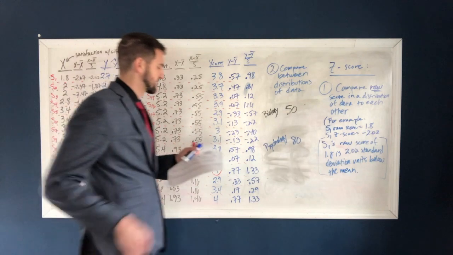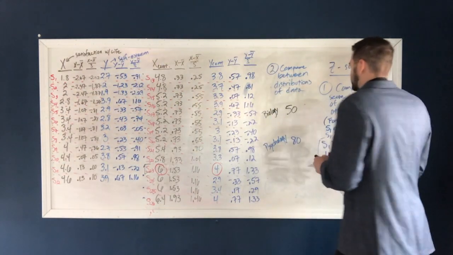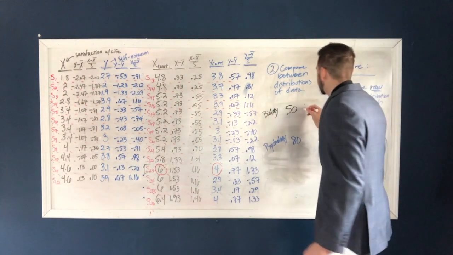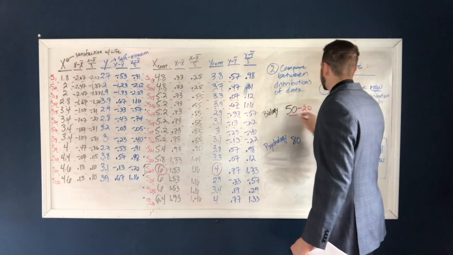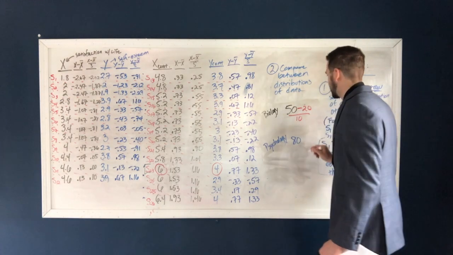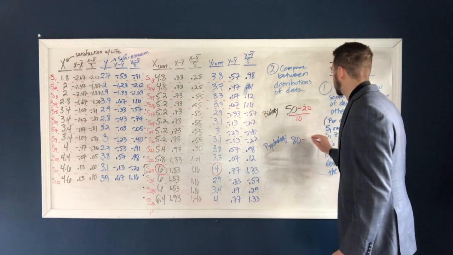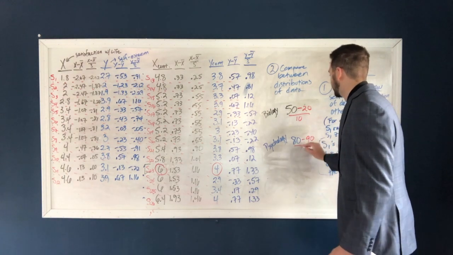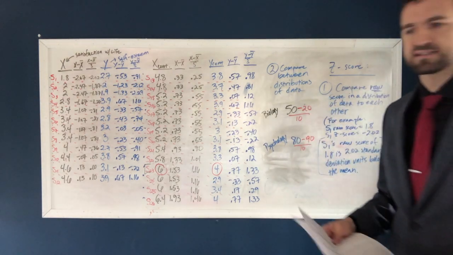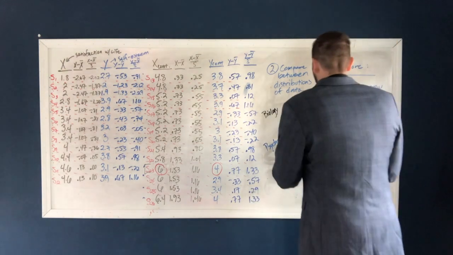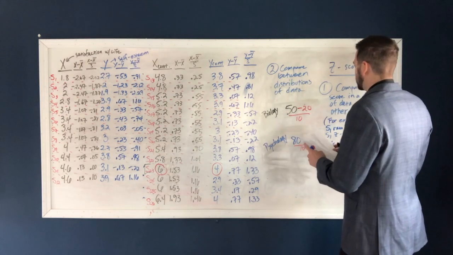So let's take a look at it. Let's add some context. Now, what if I tell you that the average on the biology exam was a 20 and the standard deviation was 10? The average on the psychology exam was 90 and the standard deviation was 10. So let's go ahead and calculate those.